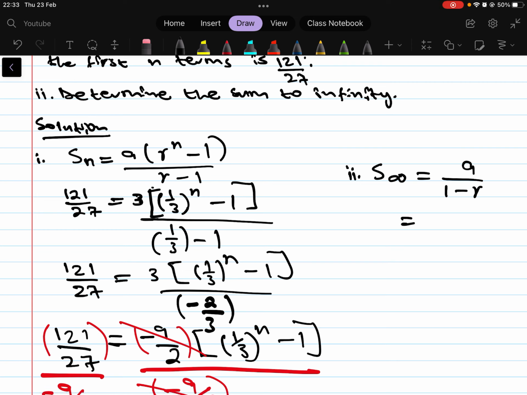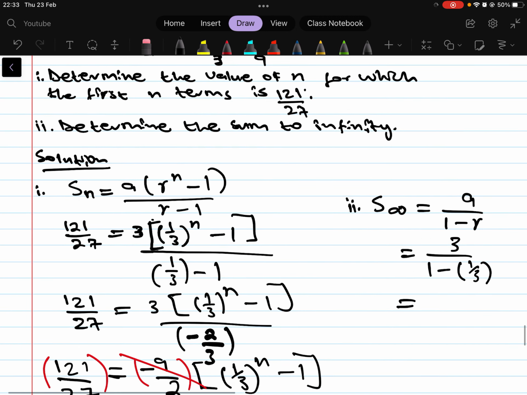So we know already our a is 3, and the ratio is 1 over 3. So now just need to punch on the calculator, and then we know what we get. That is 3 over 1 minus 1 over 3. That gives you 9 over 2. 9 over 2, that is the same as 4.5. You could write it like this, or just leave it as 9 over 2, sum to infinity, like that.